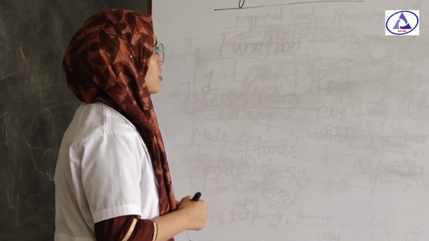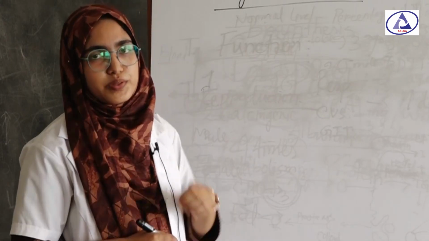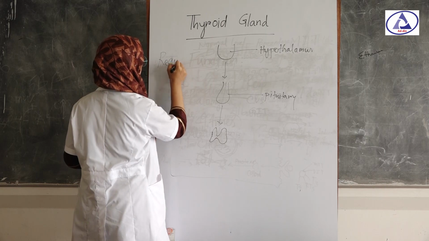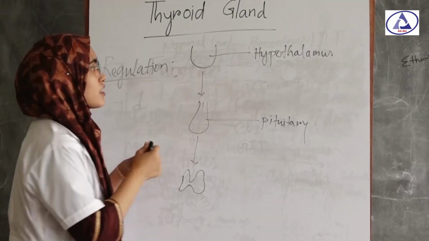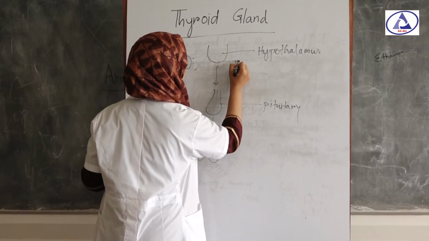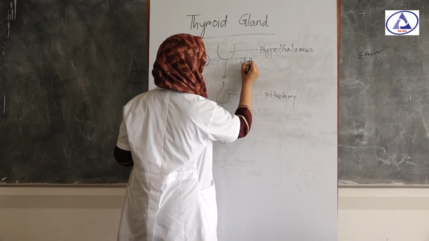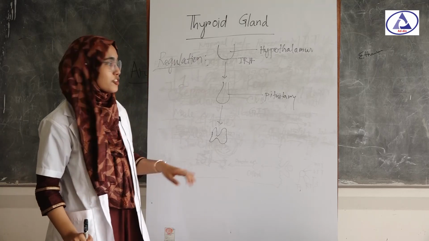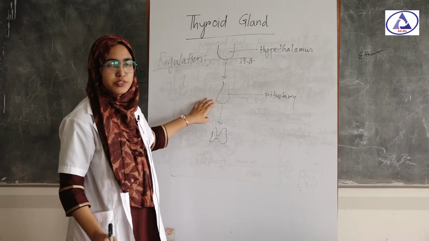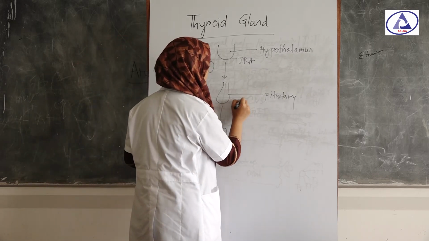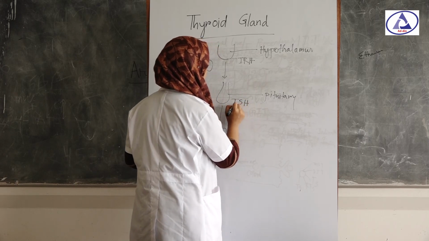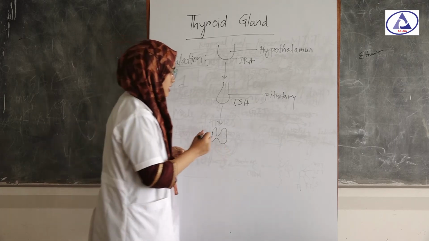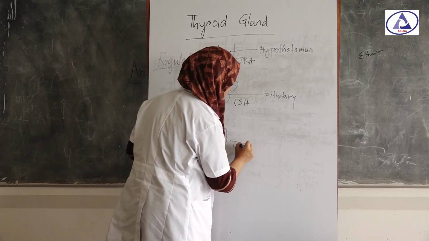The thyroid gland is under the control of the hypothalamus and pituitary gland. Then regulation of thyroid hormone secretion. From the hypothalamus, thyrotropin releasing hormone is secreted. Then this thyrotropin releasing hormone will act on the thyrotrope of the anterior pituitary to release thyroid stimulating hormone. This thyroid stimulating hormone will act on the thyroid gland to release thyroid hormones T3 and T4.